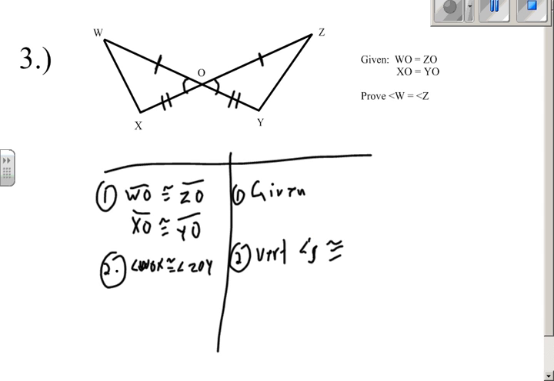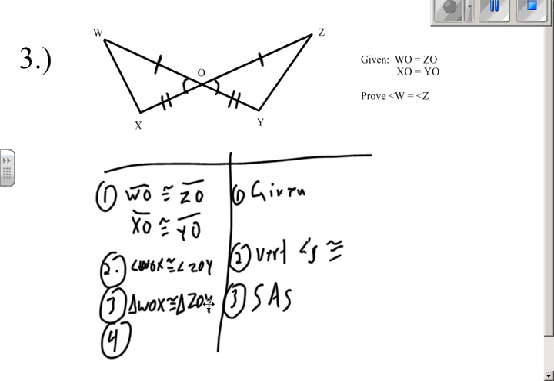That's vertical angles. Step 3, we say, oh, well then we have two congruent triangles, and we say triangle WOX is congruent to triangle ZOY, making sure that we put them in the right order when we name our congruents. And the reason here, side, angle, side postulate. And our last statement then, remember we're trying to prove W and Z were congruent, so we say, oh, angle W is congruent to angle Z because they're corresponding parts of congruent triangles, so they're congruent, CPCTC.